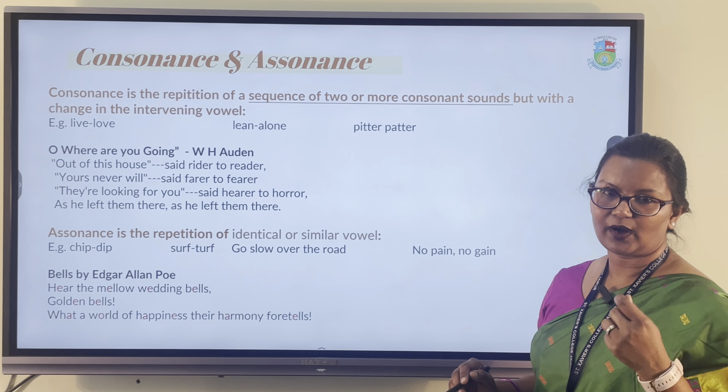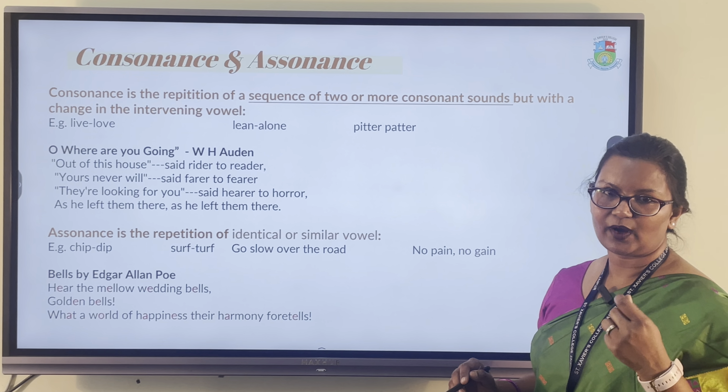So you have chip, dip, so the I sound, surf, turf, the sound. Go slow over the road. So the O sound. No pain, no gain. So the O sound and the A sound. Let's look at some examples.